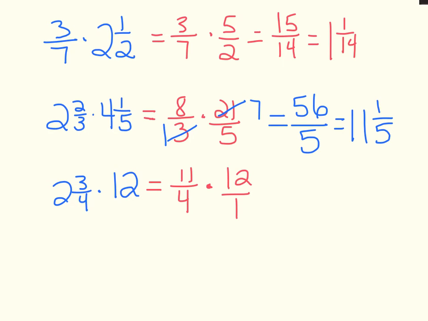And for the final problem, 2 3/4, well, that is 11/4 times 12/1. Step 2 would be to check if I can cross cancel. 4 divided by itself is 1, and 4 divided into 12 is 3. And so now I am on step 3, I'm multiplying my numerators, and that gives me 33. My denominator is 1, so step 4, simplifying, that would be just 33.